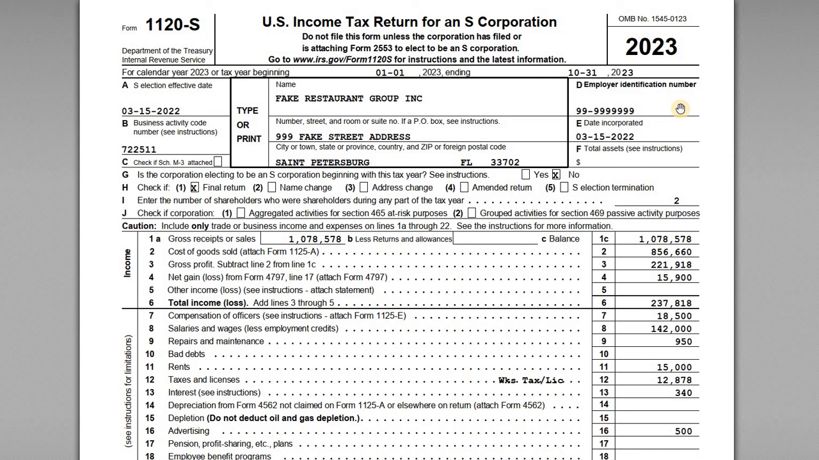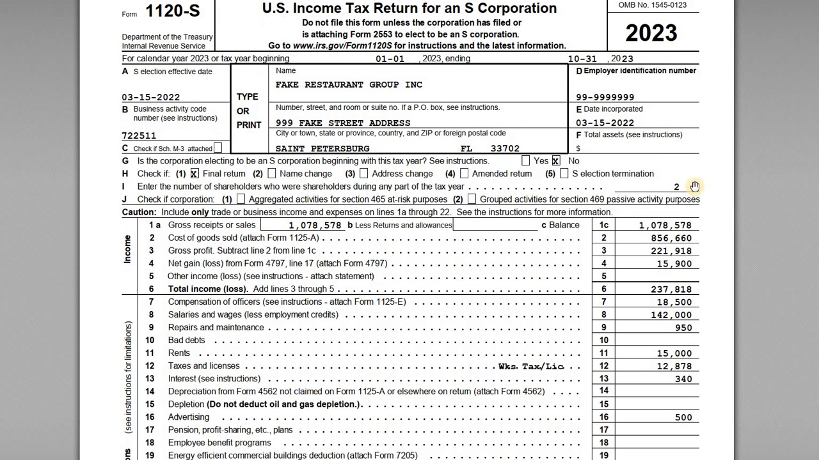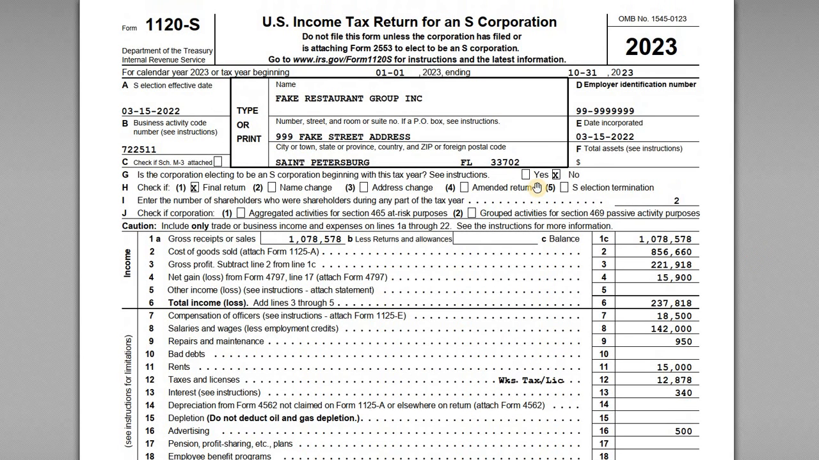So October 31st is when the entity was liquidated, so closed down at the state level. So we've got the effective date of the S selection. All this information can carry over from the prior year. Date incorporated. In box H, we are marking it as a final year return, right? And we have 2 shareholders, so we're going to include 2 K1s with this filing.